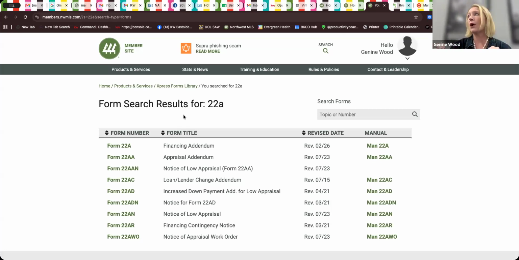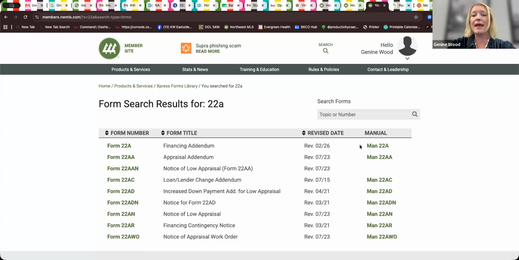If you ever need to know what a form is, this is a great tool to use in Express Forms. You can always use the search bar to figure out what form you might need if you don't know the number. The numbers haven't really changed much in the last 30 years unless they've added new forms. The reason I have all these form numbers in my head is because I've been doing this for so long, so I don't expect it to come naturally all the time. But the financing form is Form 22A.